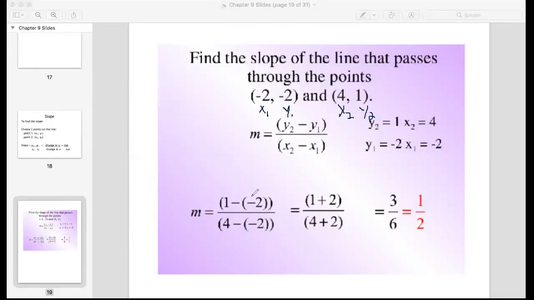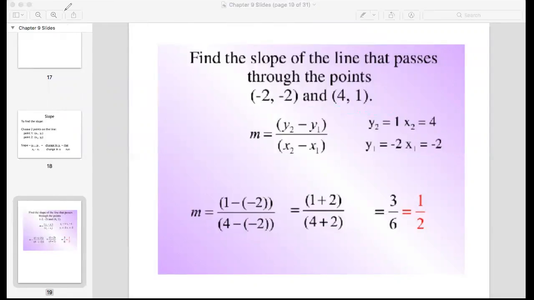So now I just follow my rules of order of operations, and a double negative becomes a positive. So 1 plus 2 on the numerator, and on the bottom 4 plus 2, because the double negatives become positive. So I end up with 3 over 6. Again, always simplify to 1/2.